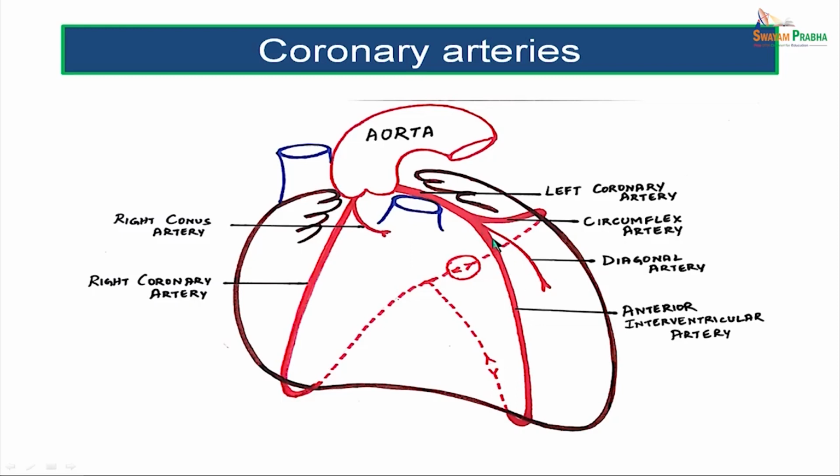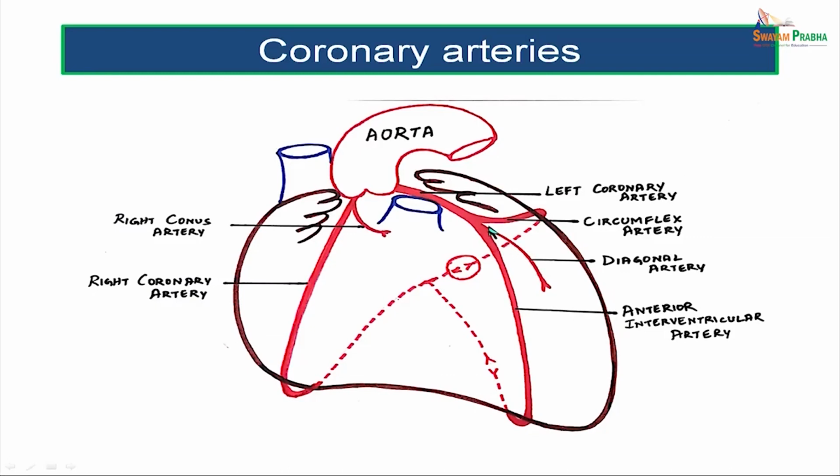The anterior interventricular artery gives off a branch very close to its origin, which is going to supply the anterior surface of the left ventricle. This runs downwards diagonally, and this artery is called the diagonal artery.